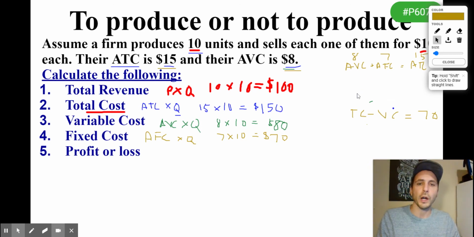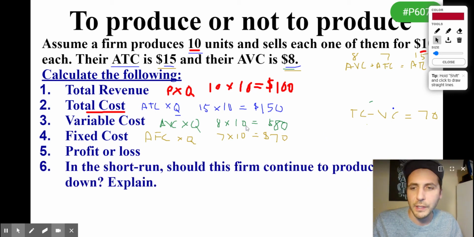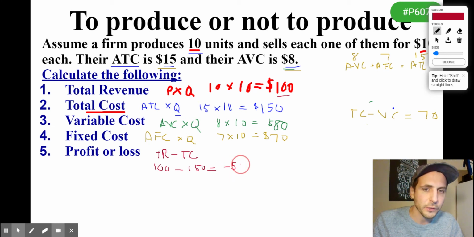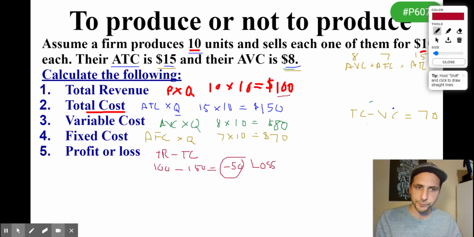So far, so good. What are our profits or losses? Well, my profits or losses are based on my total revenue and my total cost. So I take my total revenue minus my total cost. My total revenue is 100. My total costs are 150. That means that my company is currently experiencing a $50 loss. It's in the negative. They're losing $50.